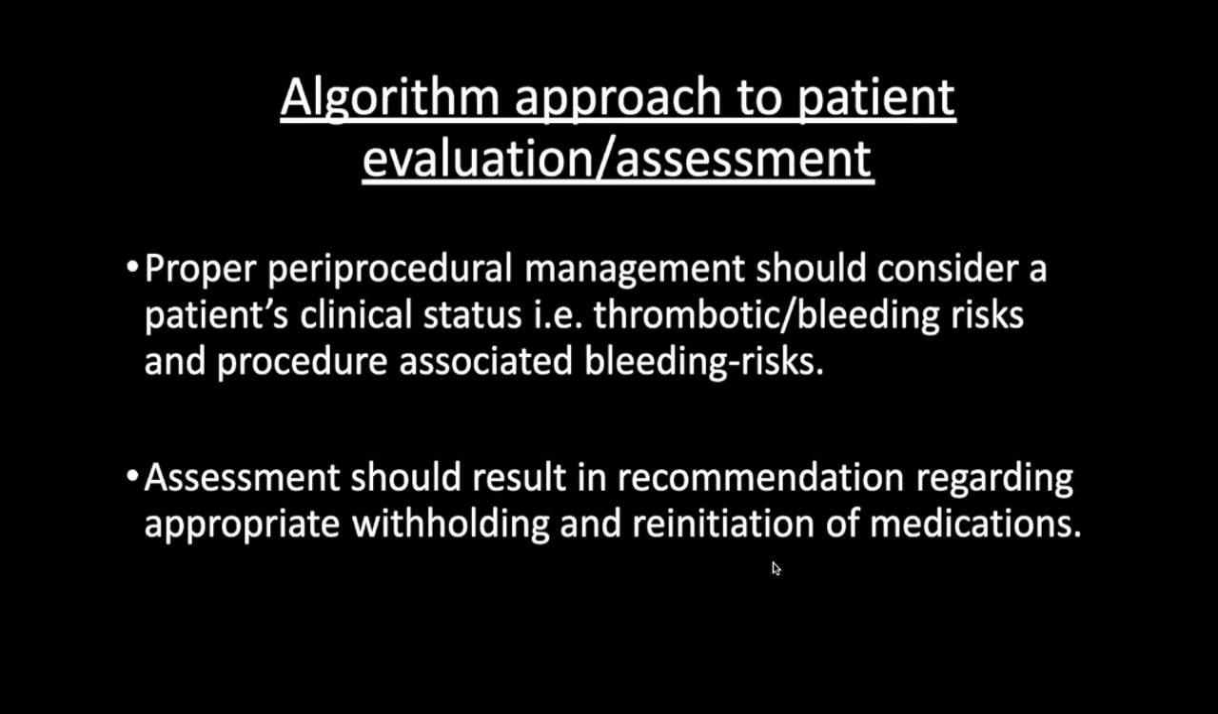So how do you approach or assess a patient before a procedure? You will consider their clinical status. By clinical status here, we mean reviewing their thrombotic risks, their bleeding risks, as well as any risk brought about by the procedure that you're doing. Your assessment should involve identifying whether these patients are on anticoagulation. With that, you have to determine whether you hold this anticoagulation, and if you hold it, after the procedure do you have to reinitiate it, and when?